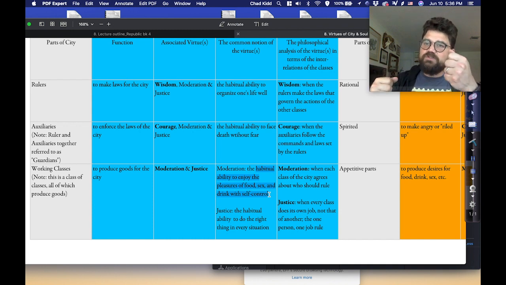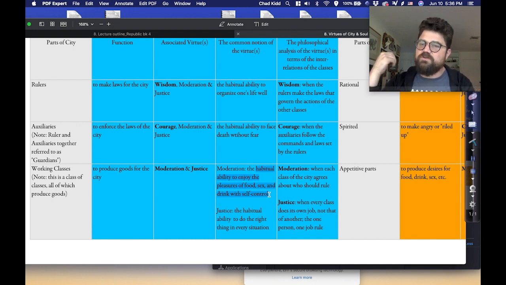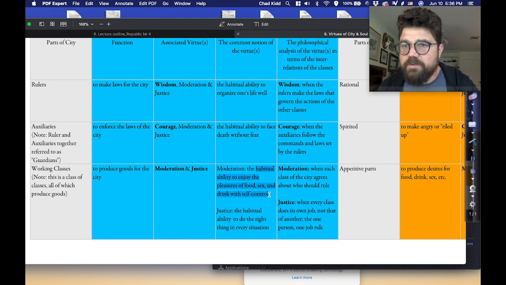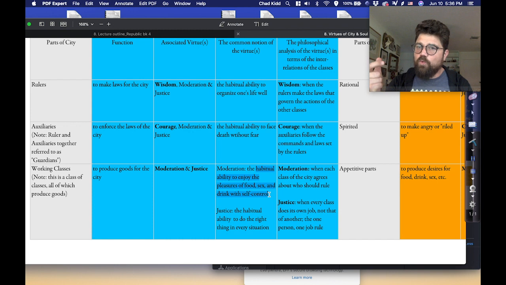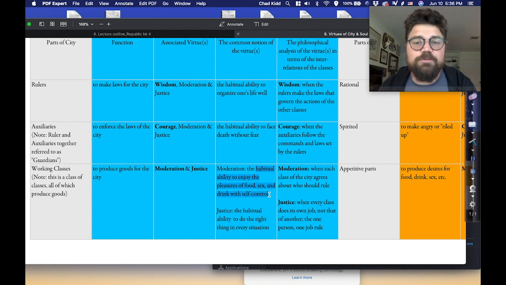So that whenever the overseer says, stop producing the desire for food, then the desire for food will cease, right? So there's a kind of agreement between the two parts as to which part will be in charge. And that's really the core of moderation in the soul. We'll see that again when we turn to moderation in the soul proper here in a moment. But he thinks that's what's happening in a moderate city.